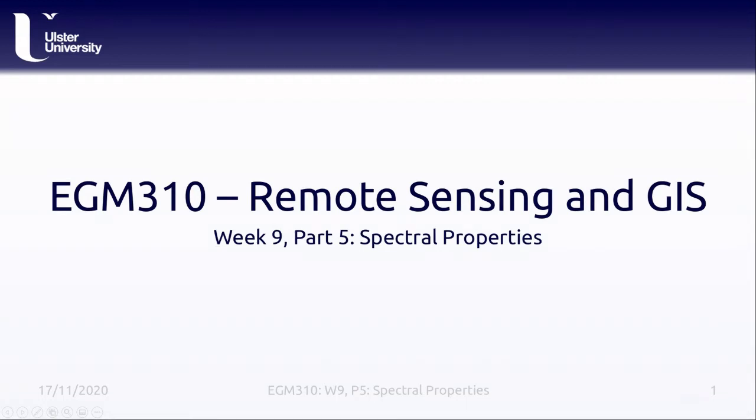Hello and welcome to Week 9, Part 5 of EGM310, Spectral Properties. In this lesson, we'll cover how the reflectance of different objects changes with wavelength, which in turn helps us identify objects in remote sensing images.